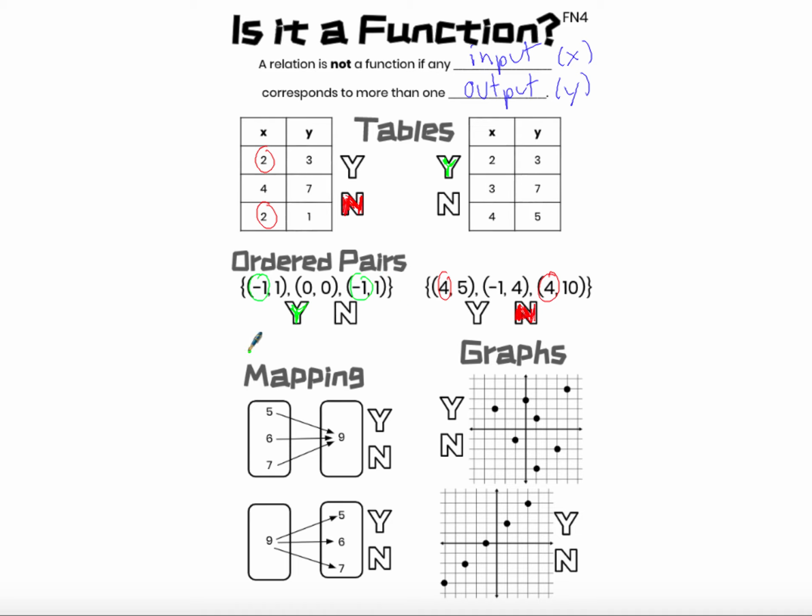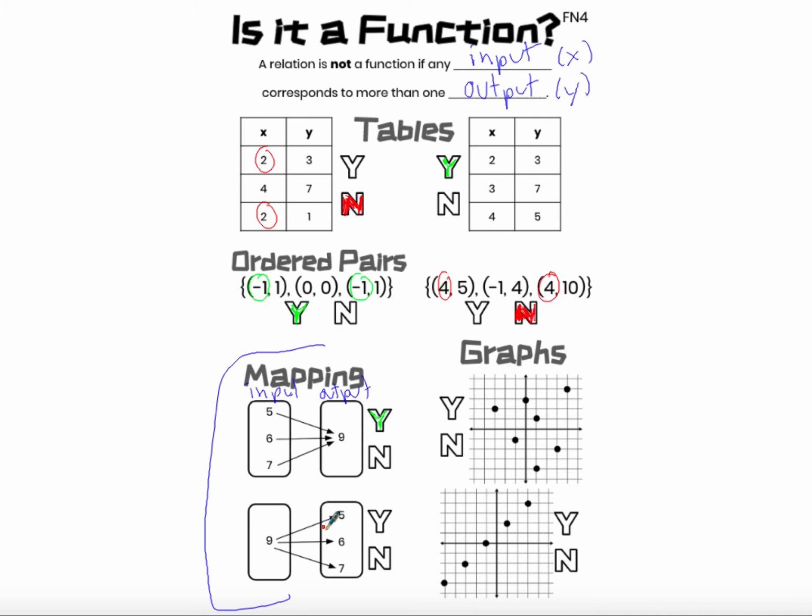Looking at the mappings, I think this is the very best example to see: do I understand the big idea of a function? They look really similar, but one is a function and one is not. The first one is a function, even though we have three arrows all going to the same output. That's because the input of 5 always has the same output, the output of 9. The input of 6 always has the same output, the output of 9. And the input of 7, predictable output, it's 9. It's okay that they all go to 9. We just need a predictable output given an input, and we have that.